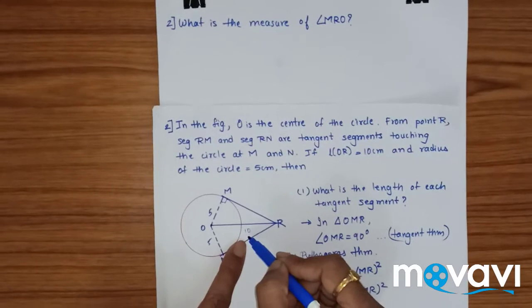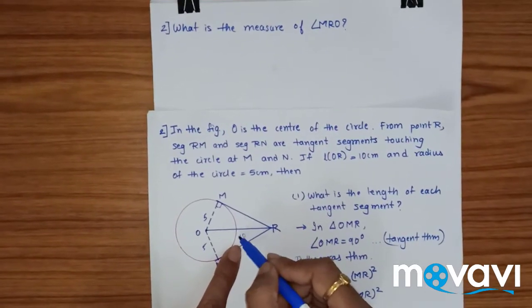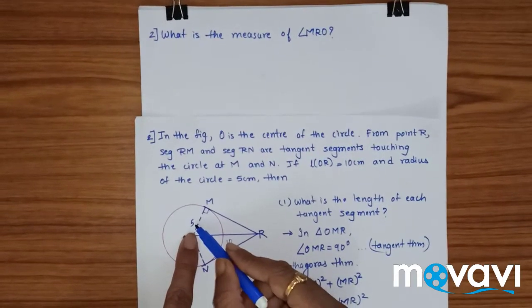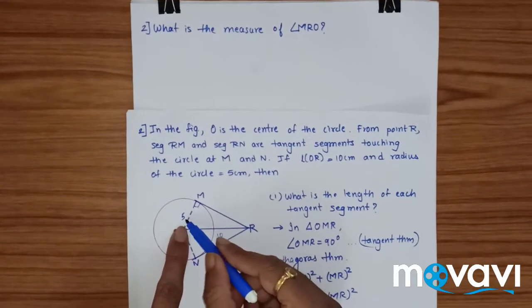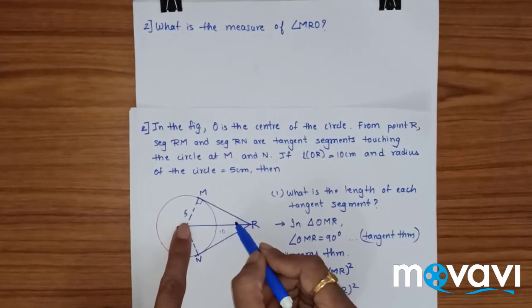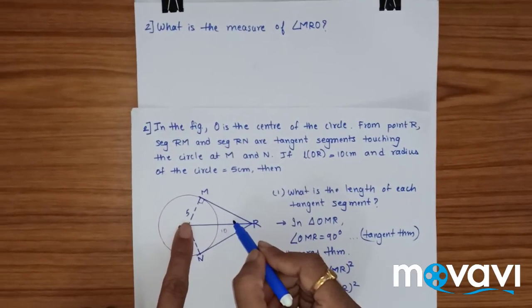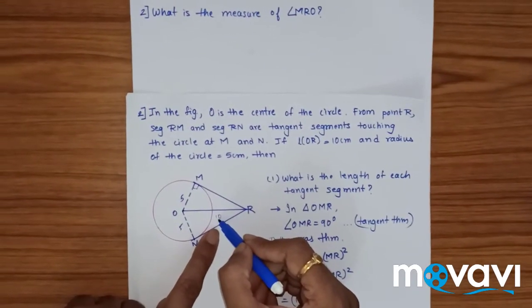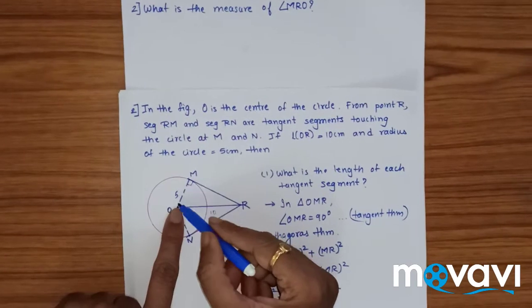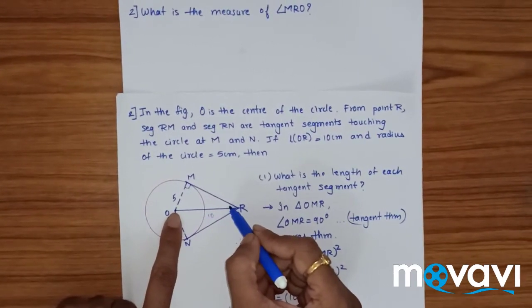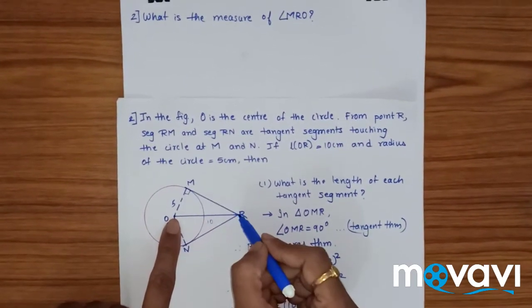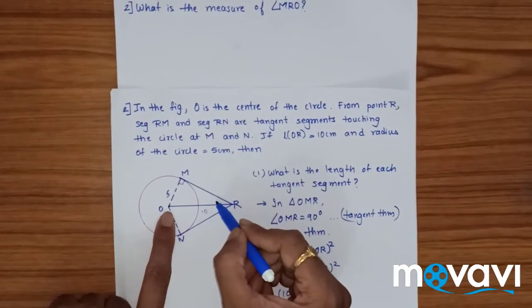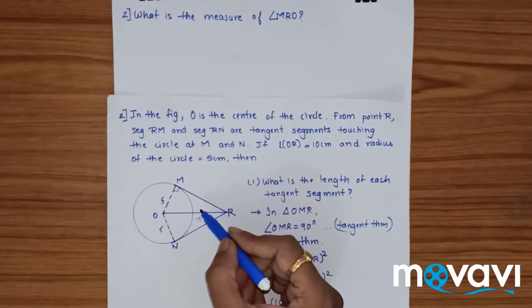Half of 10 means this is the side opposite to which angle? That is half of the hypotenuse. Yes, it is 30 degree. The side opposite to 30 degree is half of the hypotenuse. Understood? So this is the side opposite to which angle? R. This is what they have asked you. MRO. So angle MRO measures what? 30 degree. So this is what we are supposed to write.